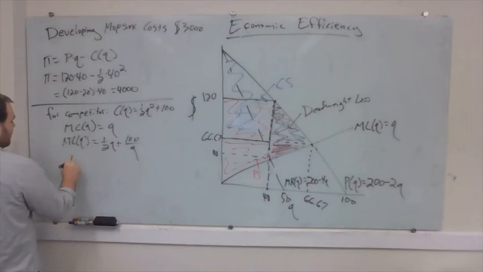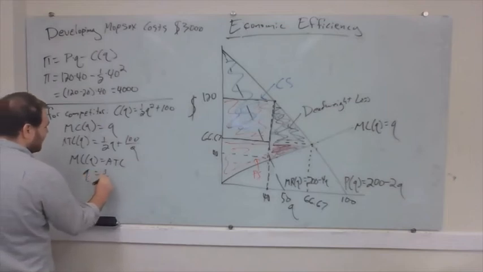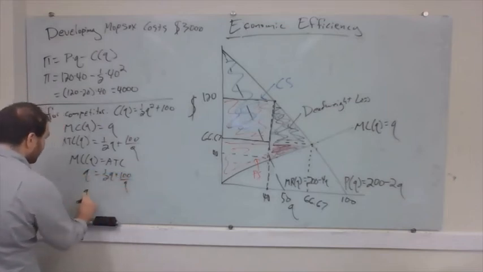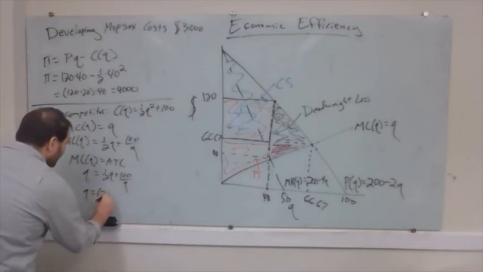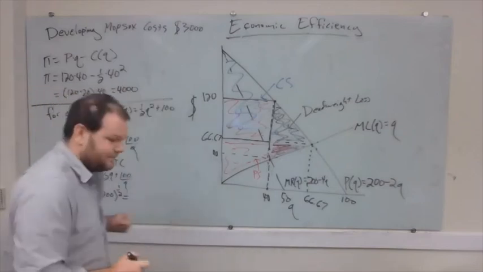So our optimal output is going to be where marginal cost equals average total cost. Q equals 1/2 Q plus 100 over Q. Q is going to equal 200 to the 1/2, which is going to be about 12.